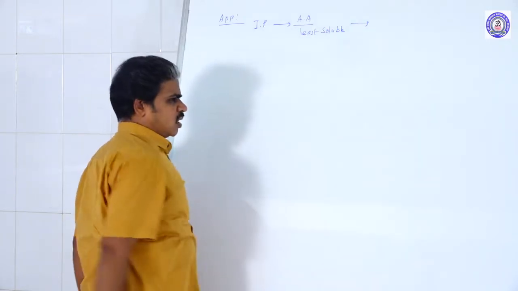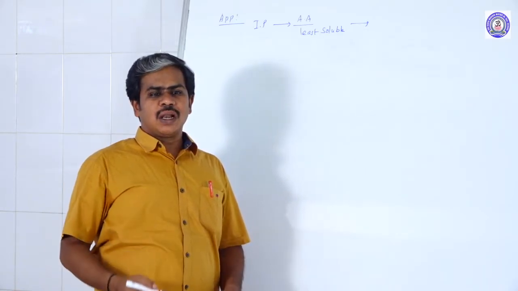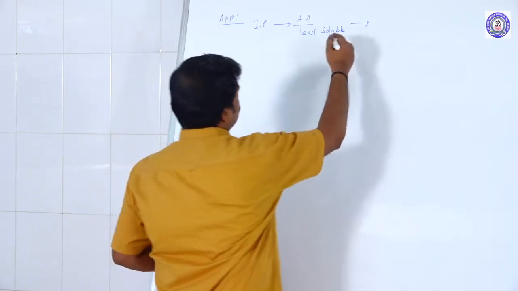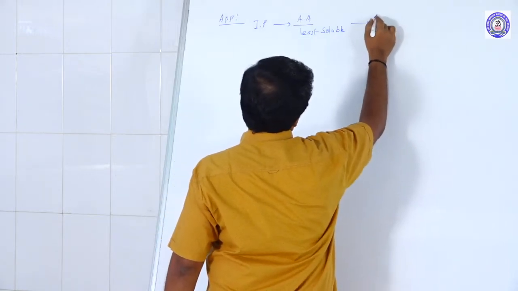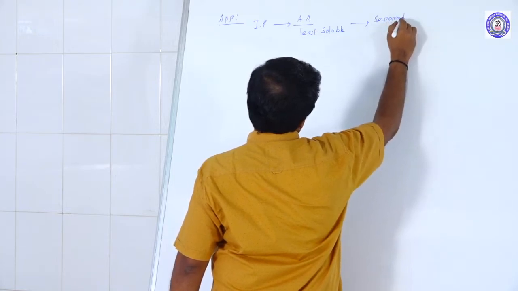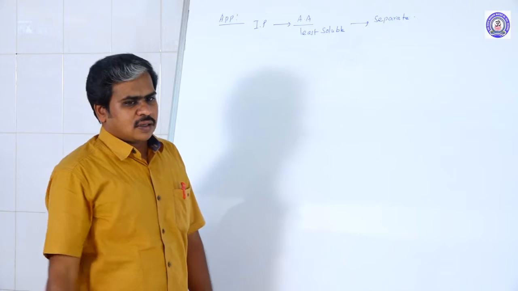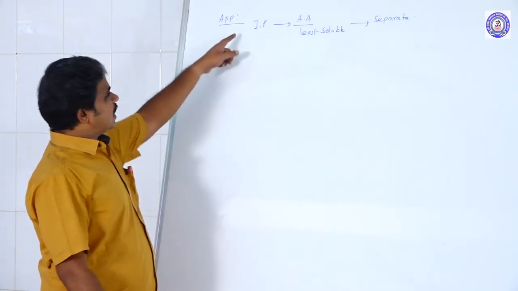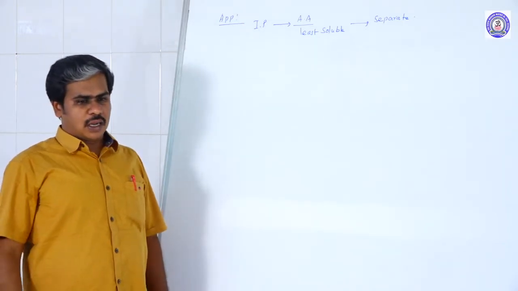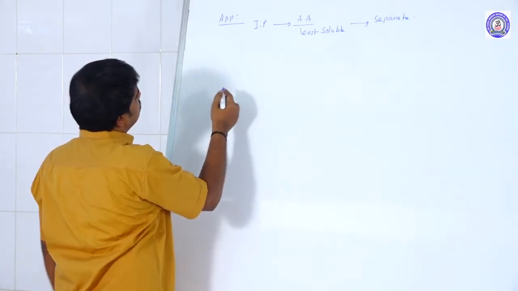So this property is used to separate the individual amino acids. So it is easy to separate. Separation of amino acids is easier by knowing the isoelectric point. Now we may take another property.